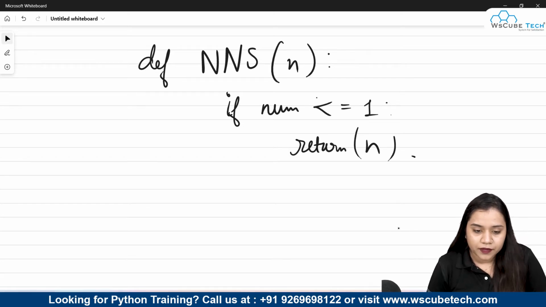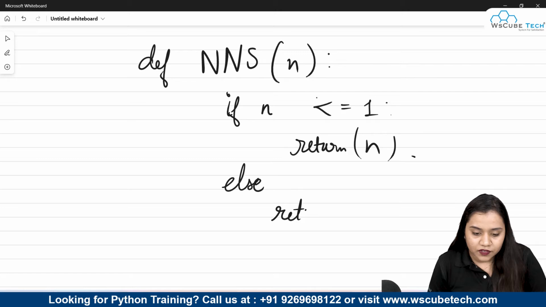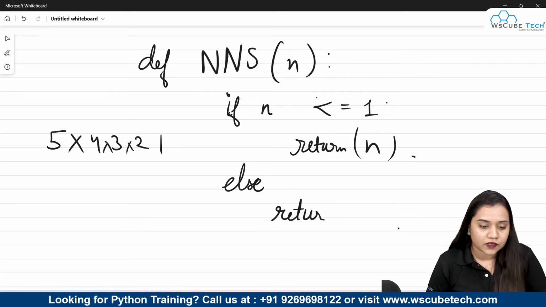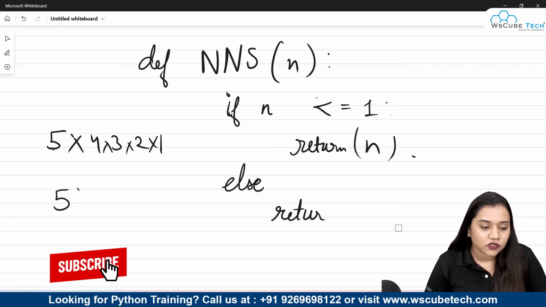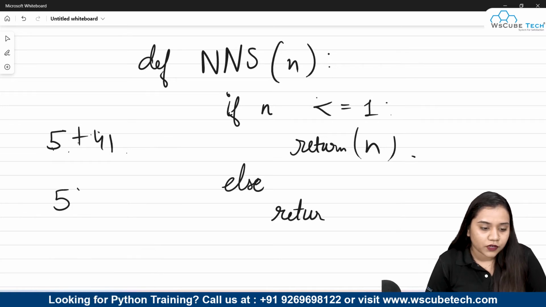Okay, whatever the number is, over here num will not come, it will be n. Else, if the number is greater than or equal to 1, in that condition what will we return? We will return the sum of natural numbers: 5, 4, 3, 2, 1. Sorry, it's not multiplication. Multiplication will give us factorial. It is addition. So 5 plus 4 plus 3 plus 2 plus 1, right?